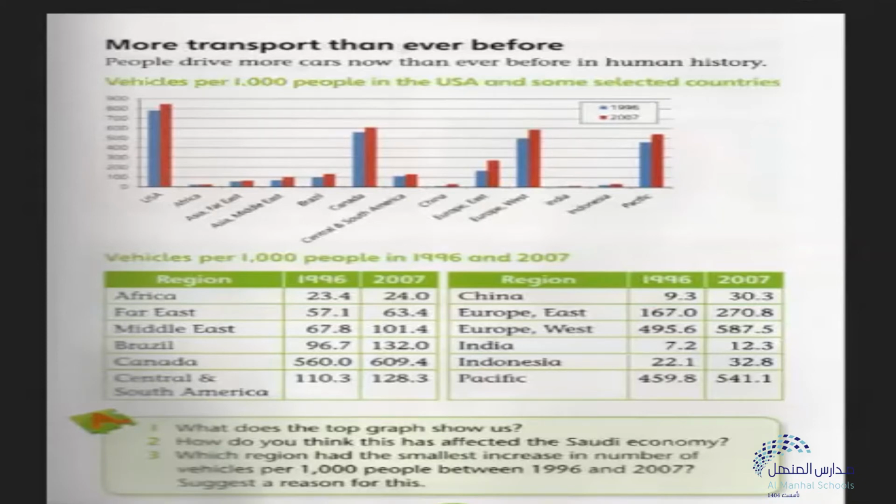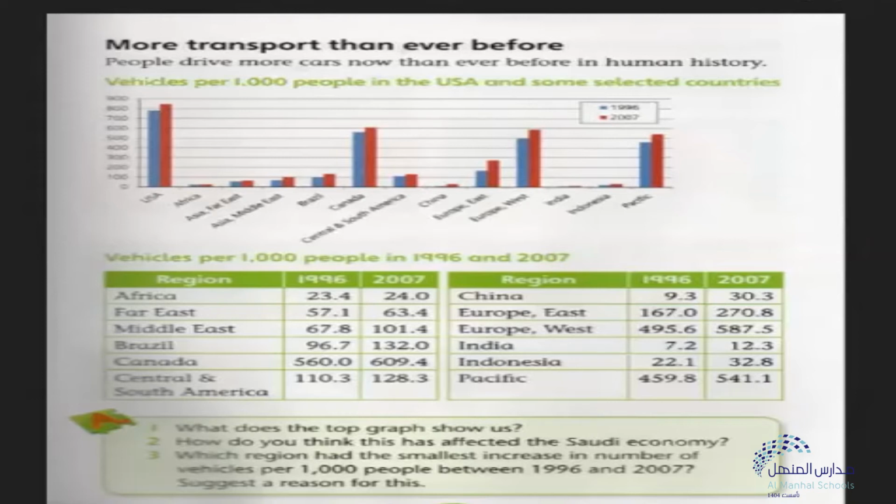Remember, this bar was drawn in 1996 and 2007. So I think there are more people driving cars now. I will just go to another bar.